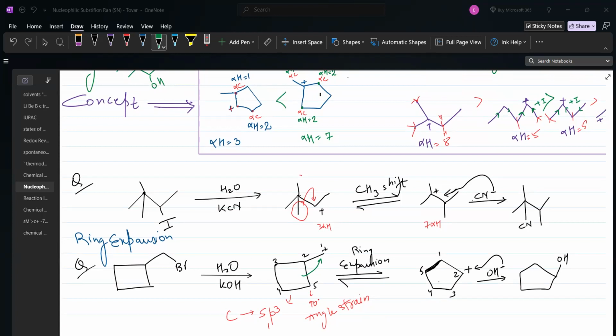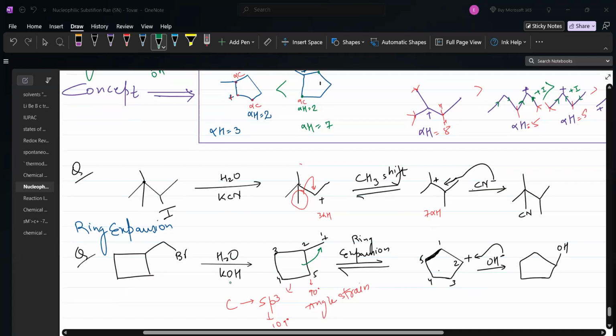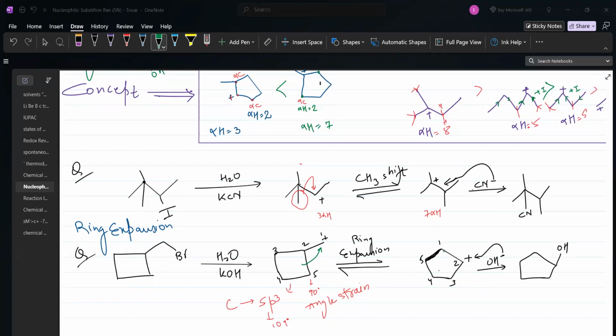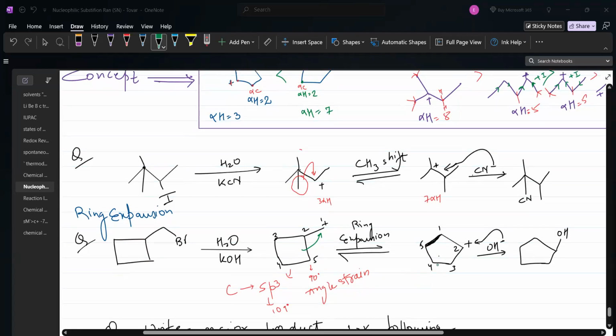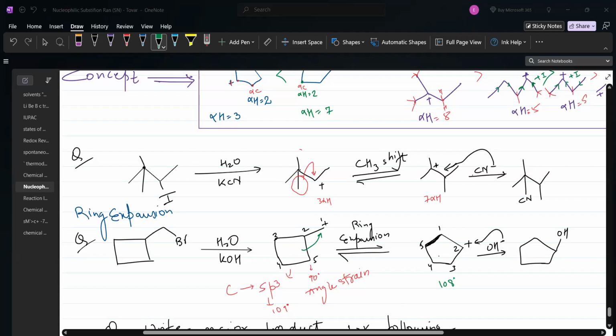sp3 hybridized carbons are at an angle of 109 degrees, right? Yes, sir. Currently in this four-membered square ring, they are at 90 degrees. So there is very much angle strain present here, around 19 degrees. So that is quite unstable. That is why the ring expands and forms a pentagon structure, whose angle is around 108 degrees. So there is much lesser angle strain present here. Understood? Yes. The reason behind this is angle strain. So then there will be no problem, right? This is the major reason of ring expansion, and thus stability has been increased. Done? Understood?